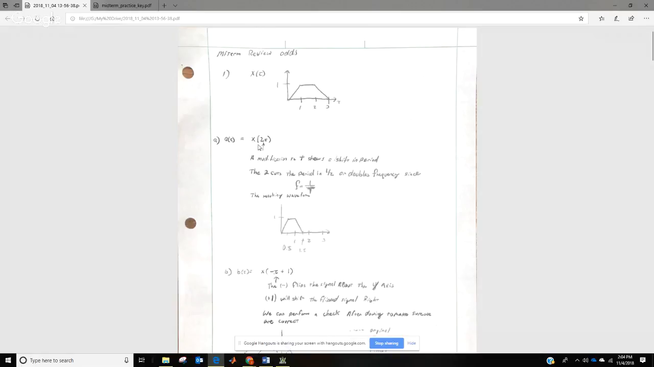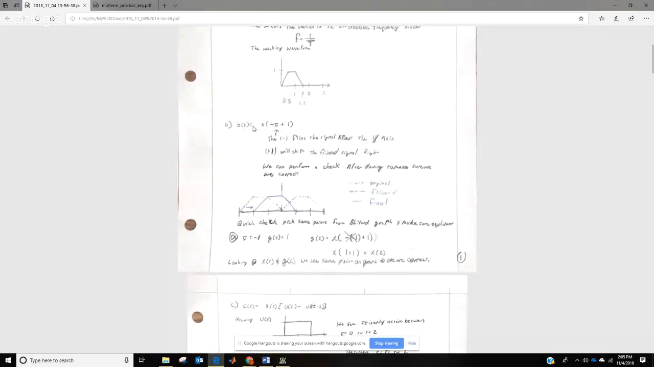And the first is a modification to the t variable. The modification of a t variable shows a shift in period, and it cuts the period in half because it doubles the frequency. Frequency equals 1 over period. If you guys haven't memorized that equation yet, you'll be infinitely familiar with it. So we can see that we just cut the period in half. So instead of going from 0 to 3, we go from 0 to 1.5, and associated points moved back by half.